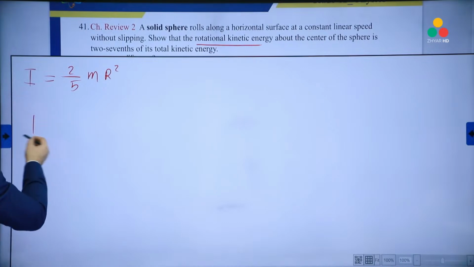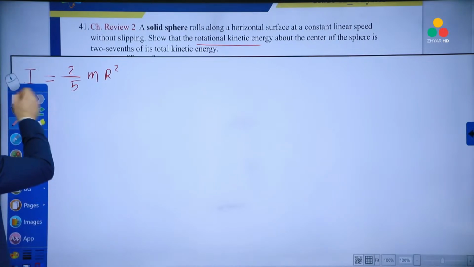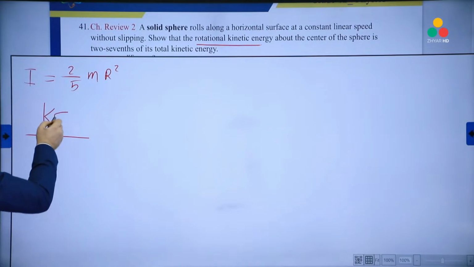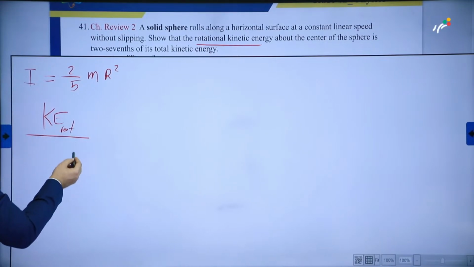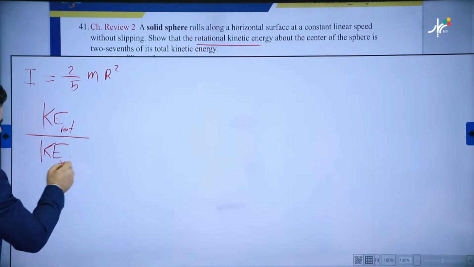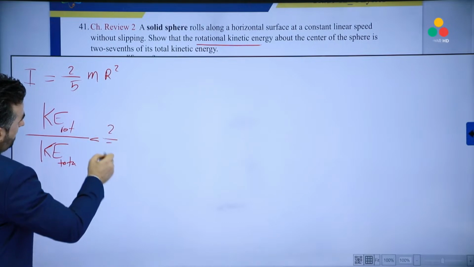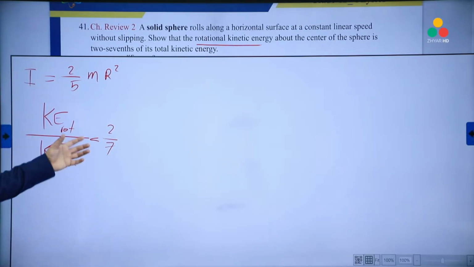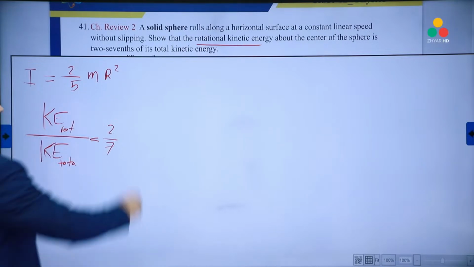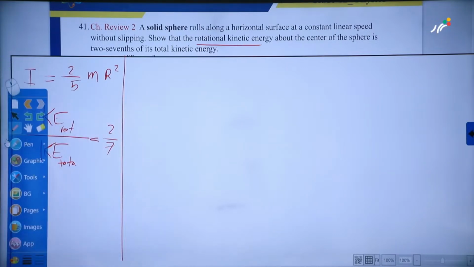Let's use a fraction here. I need to erase this one as well. So it says, show that the rotational kinetic energy, so kinetic energy of rotation, is 2/7 of the total kinetic energy. So kinetic energy total. And it says 2/7. So we need to show that the rotational kinetic energy is about 2/7 of the total. All right, so let's do this one together.